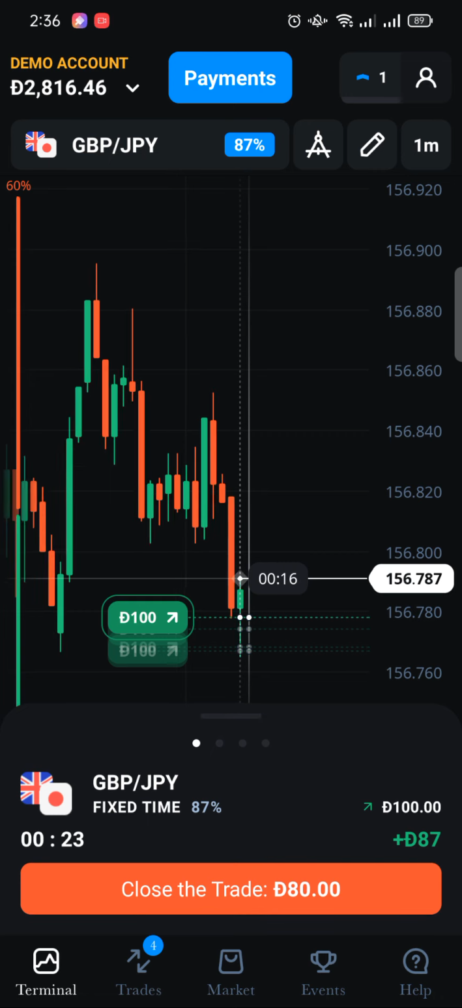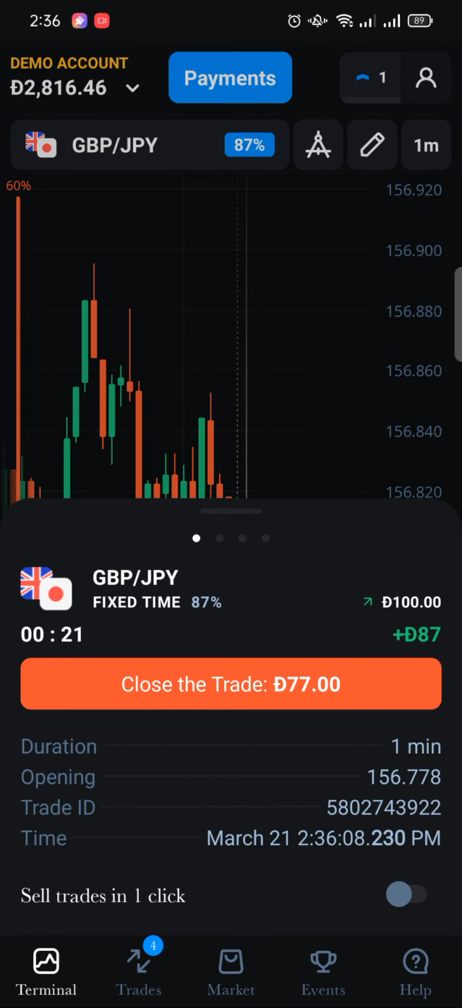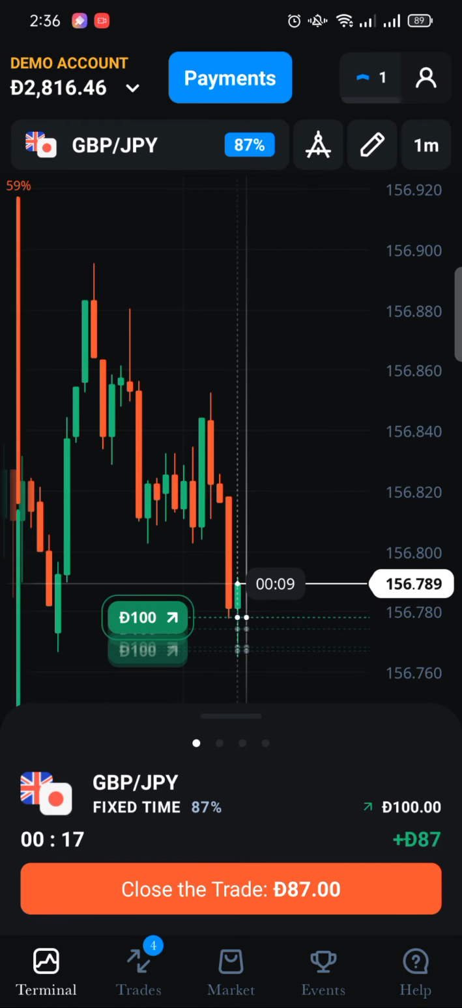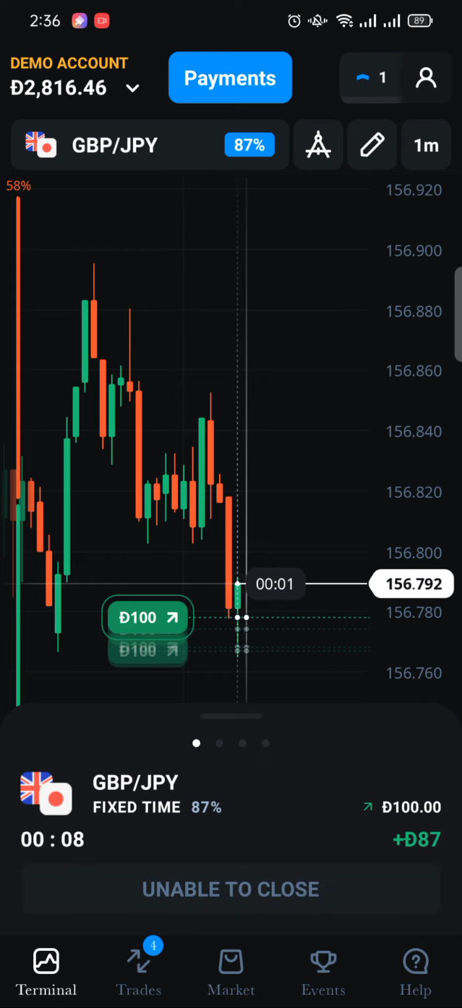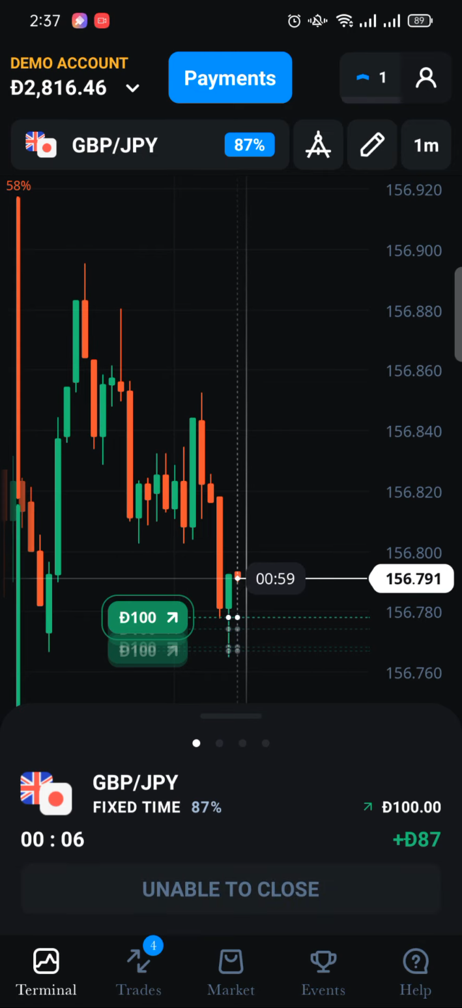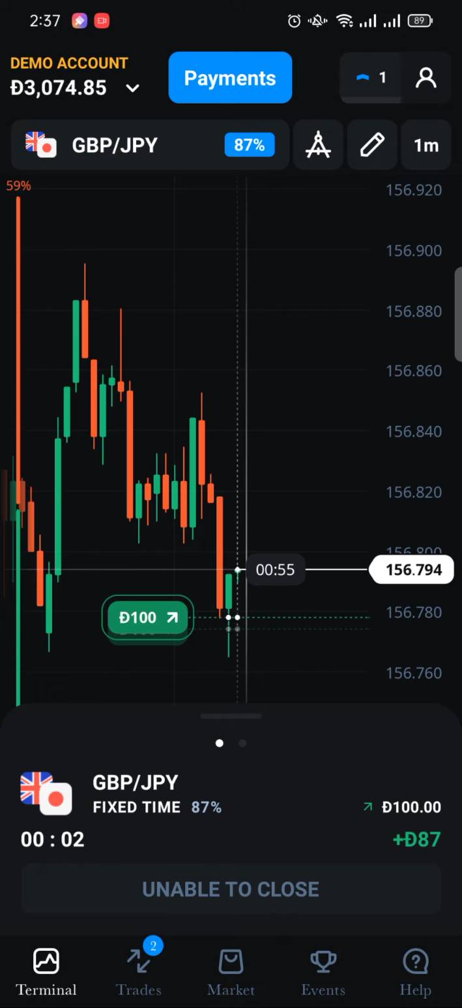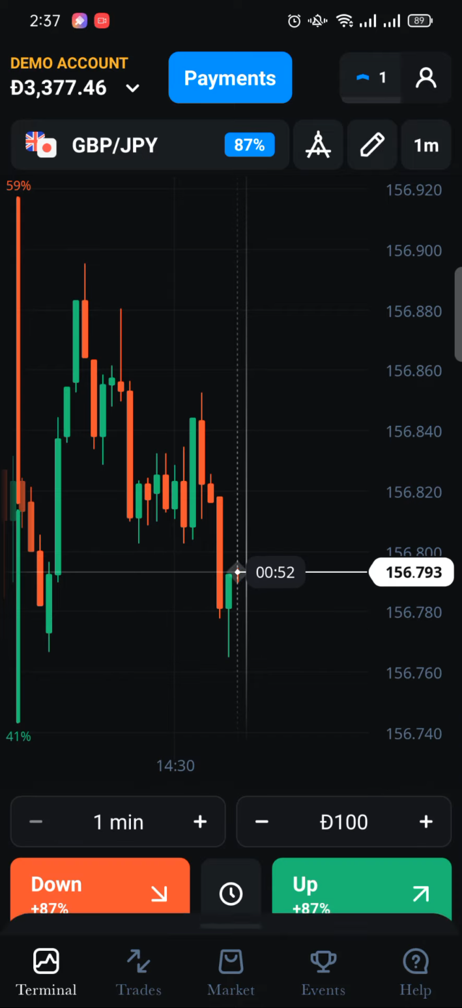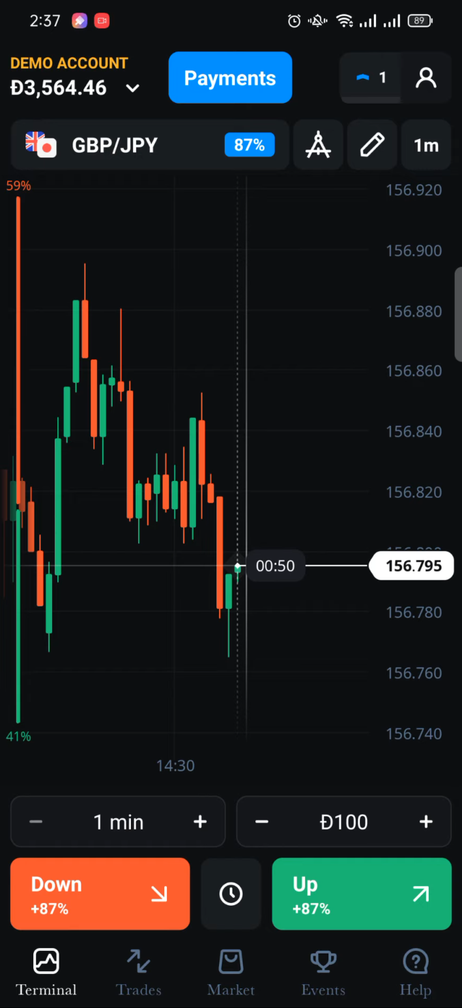We can't see anything anywhere. Sell trade in one click? I don't do that. We don't do this here. So I guess this is gonna be the last binary trade of the day. We have just recovered our losses with all the huge profits.